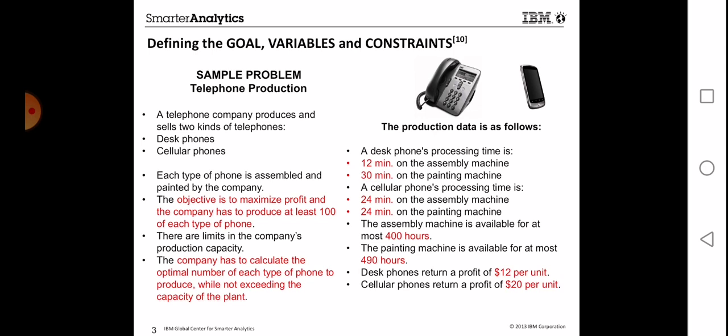our variables, we have here the 12 minutes for the assembly machine, 30 minutes on the painting machine, 24 minutes, and also the available hours of the assembly and painting, and the ROI of the desk and cellular phones. And for our constraints, the company has to calculate the optimal number of each type of phone to produce while not exceeding the capacity of the plant.